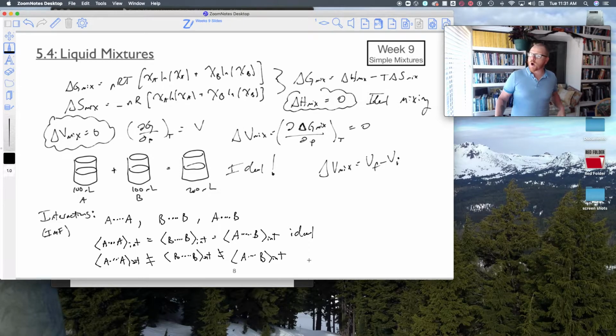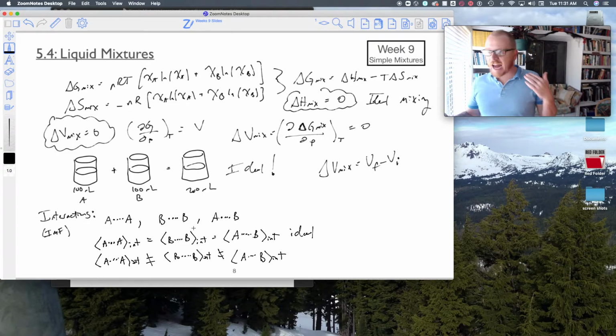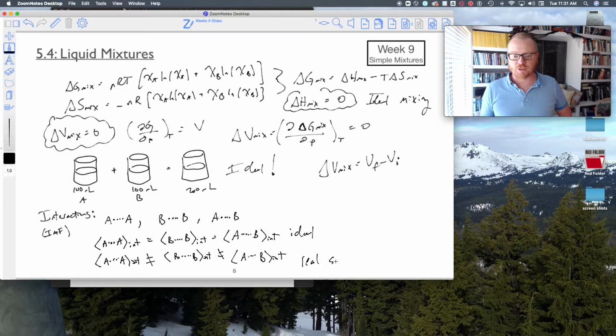So for example, suppose A is able to hydrogen bond with another A. But now suppose B cannot do any hydrogen bonding, so suppose it can only do London dispersion. Maybe an example of this is A is water and B is some greasy alkane, right? Well, then definitely they're not going to interact with each other, right? So the interactions all around are going to be different, and this makes a real solution.